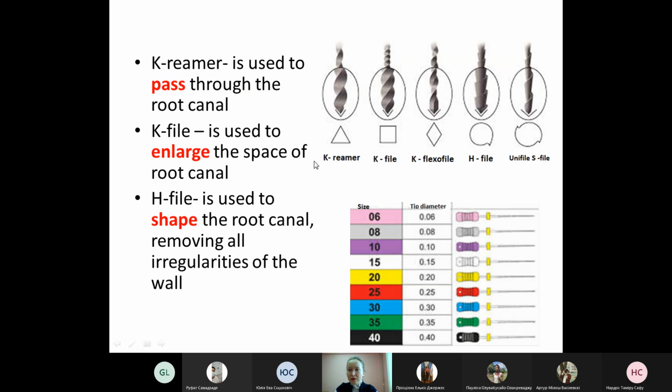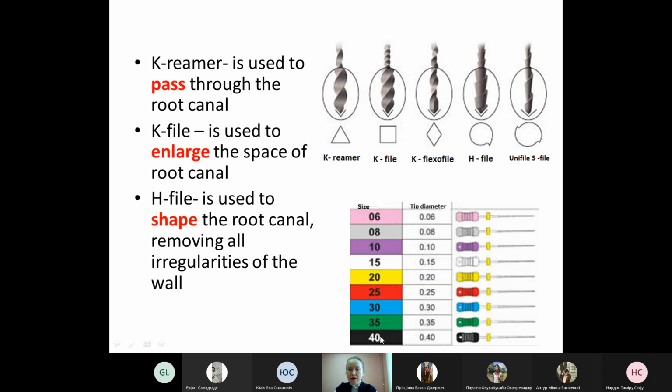According to the International Standards Organization, all instruments have their unique geometric symbols, geometric coding. For the reamer it is triangular, for the K-file it is square, for the K-flex file it is rhomboid, for the H-file it is a circle.